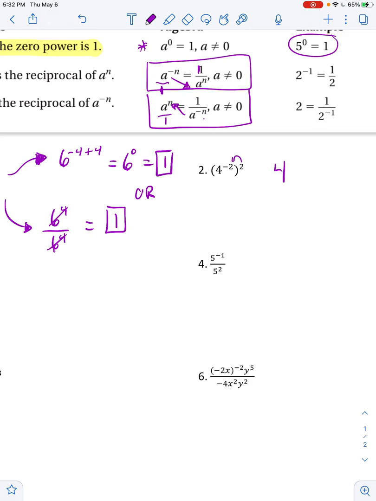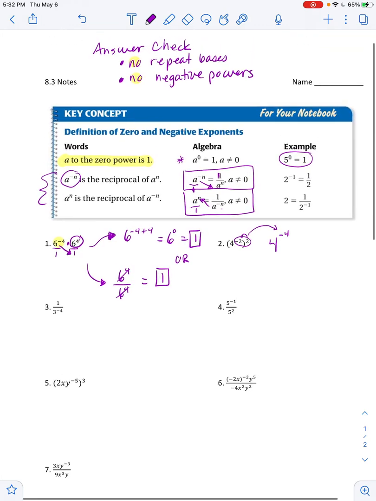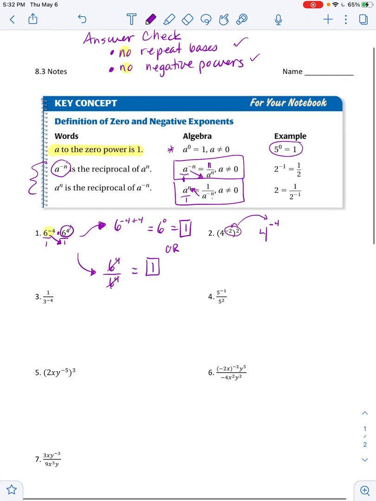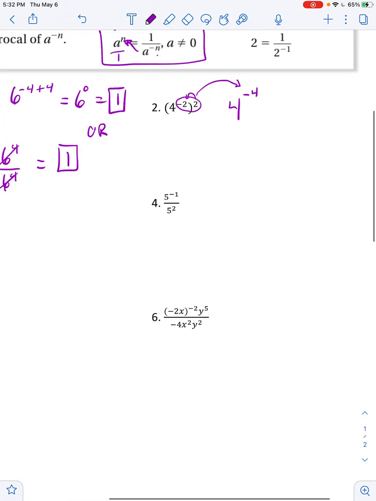When you're bringing a power in from the outside, you multiply them together. So this would become 4 as my base, and then -2 times 2 becomes a power of -4. But I can't leave that as my answer because I can't have repeat bases and I can't have negative powers. Since there isn't a bottom, it's currently over 1. So however you want to think about this, you can flip it over, meaning the 1 goes on the top and this moves into the bottom.